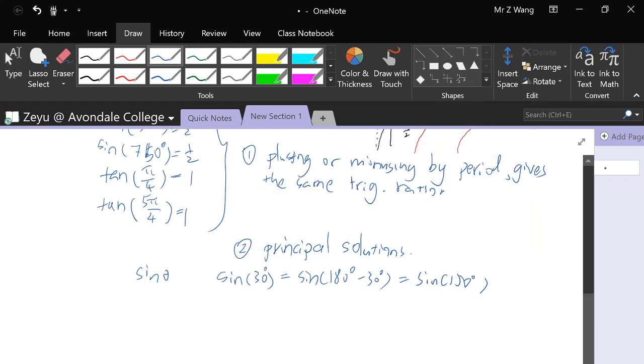And then we have another set of principal solutions for cosine theta. Let's say cosine 60 degrees. This equals cosine negative 60 degrees, right? So cosine, if we add another 360, is cosine 300 degrees. Negative 60 plus 360 is 300. We're adding a period, it doesn't change the value, right?